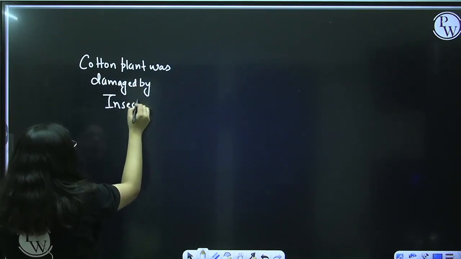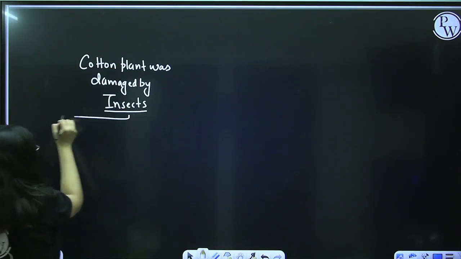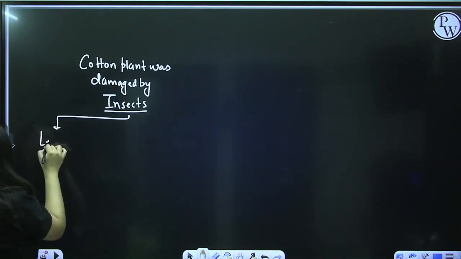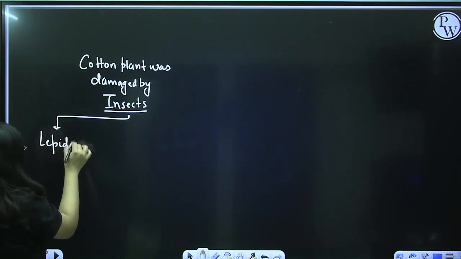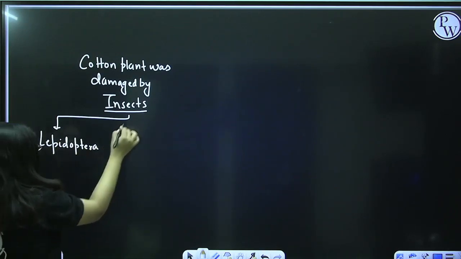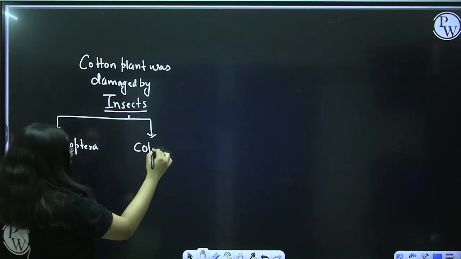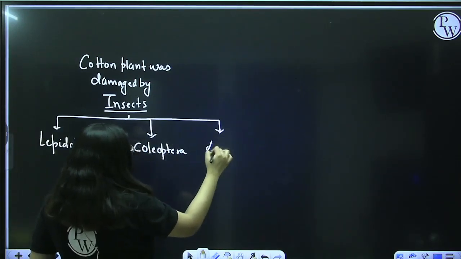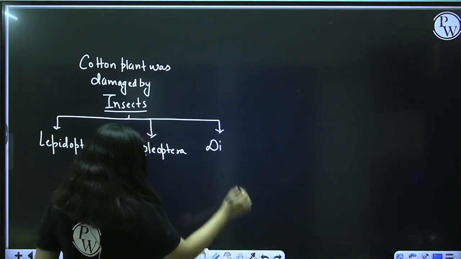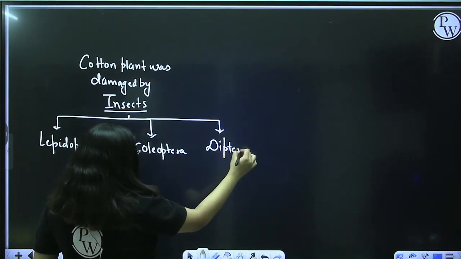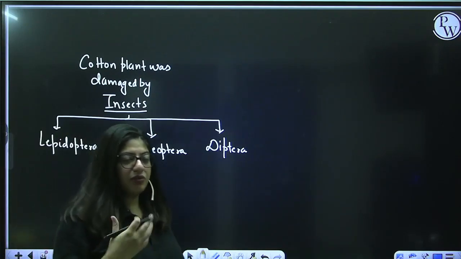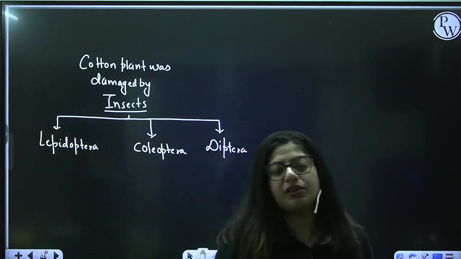Now, what were these insects? These insects belong to various groups like Lepidoptera, Coleoptera, and Diptera. These are the various orders in the class Insecta. Like we have phylum Arthropoda, then we have class Insecta. Under class Insecta, we have orders.